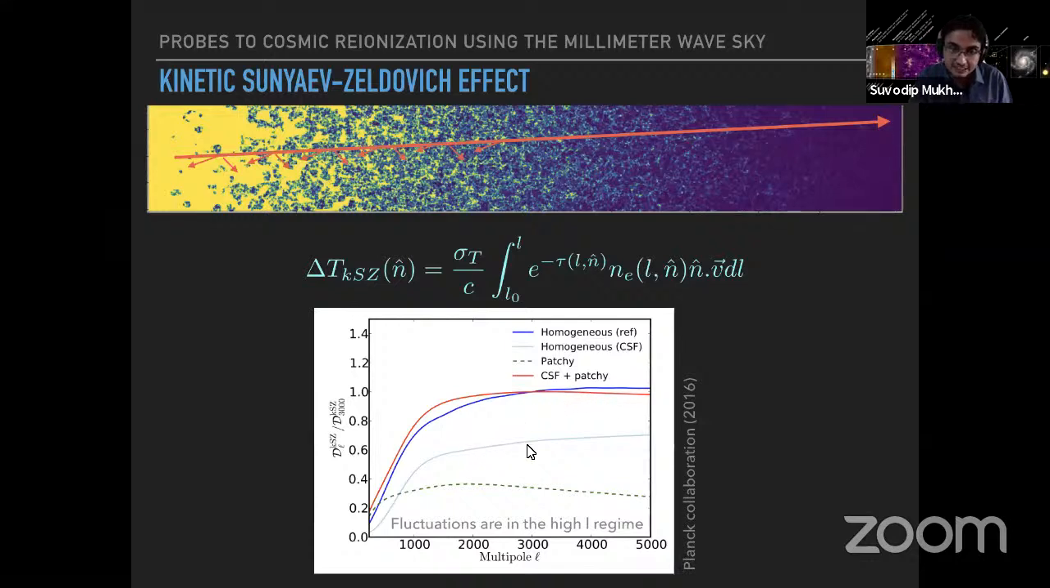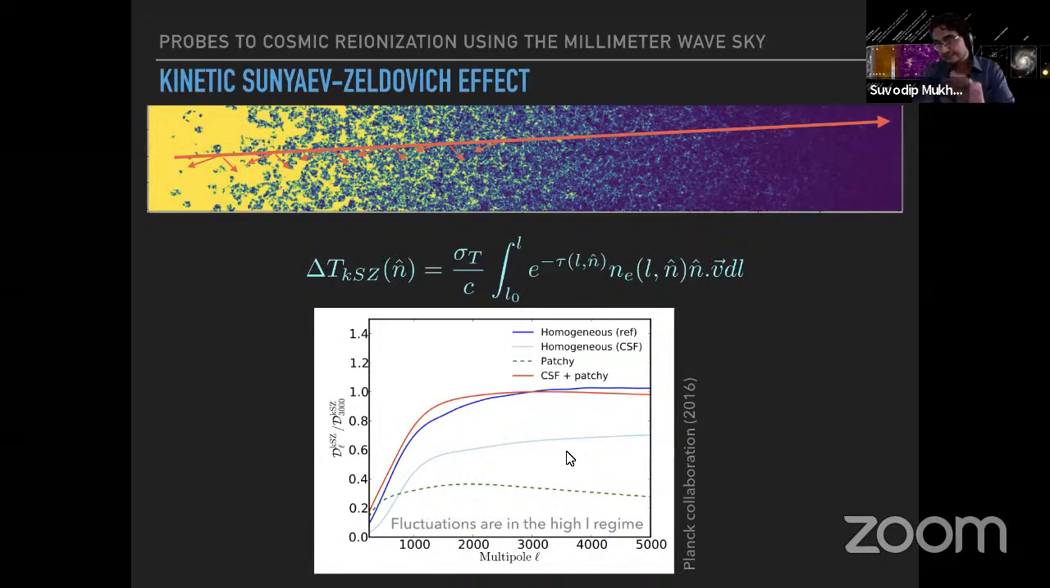The one in the cyan curve is the one coming from late times, after reionization is finished. So we call it the homogeneous kSZ effect. We have the effect from patchy reionization, that's the dashed line. And if you combine both of these, you get the red line here. And this is the reference model which is used.